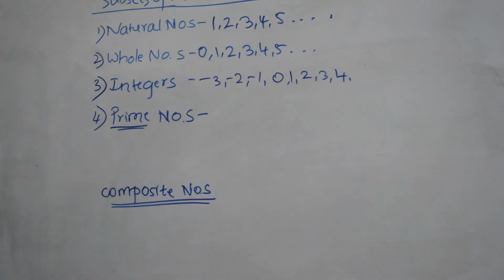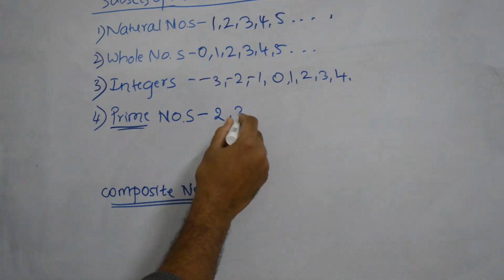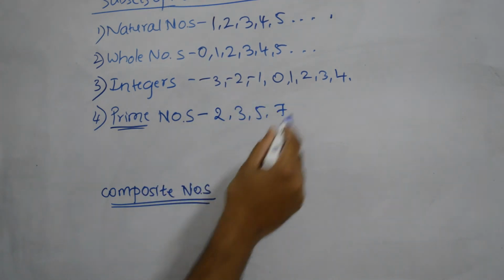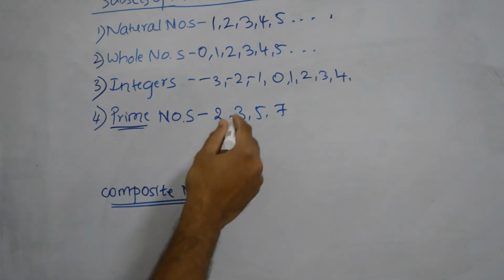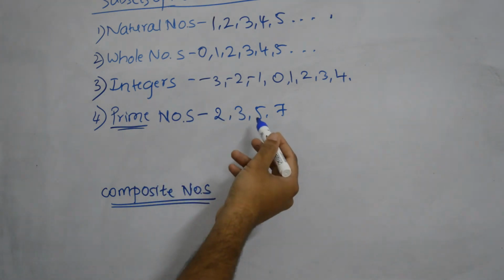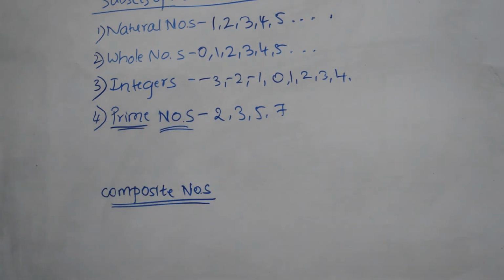And prime numbers are those numbers which are divisible by 1 and itself, and there are no other factors other than 1 and itself. Such numbers are called prime numbers. For example, 2, 3, 5, 7. Here 2 is divisible by 1 and itself, 2. 3 is divisible by 1 and 3. 5 is divisible by 1 and 5. So such numbers are called prime numbers.